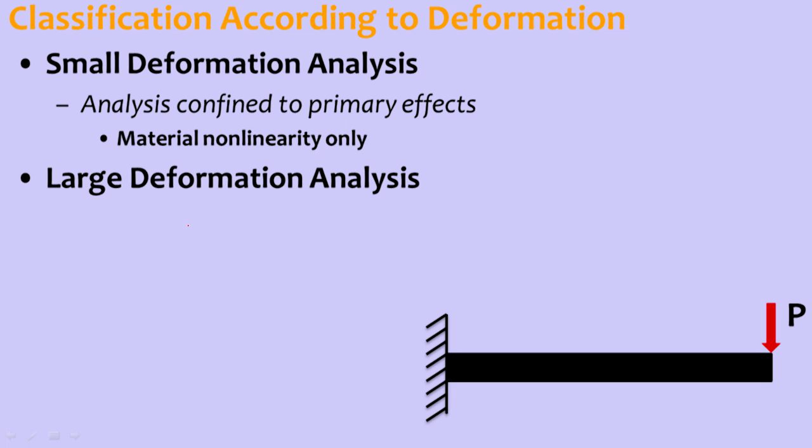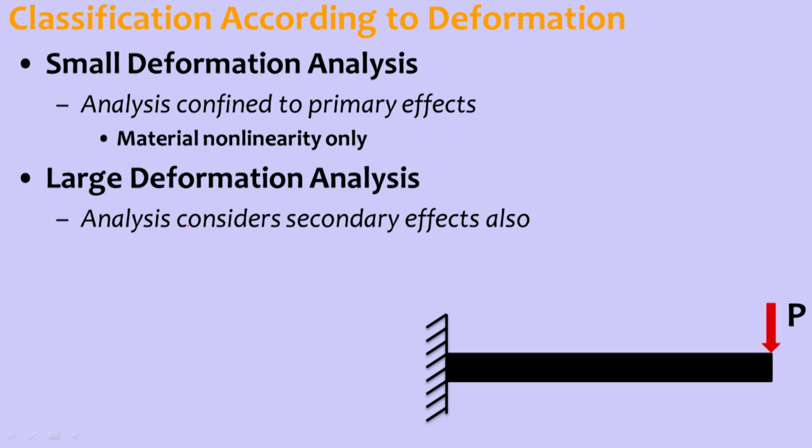And then in large deformation, the analysis considers secondary effects also. Secondary effects include P delta effects and buckling effects, and those are considered. So here geometric nonlinearity is also included in this analysis. It will be slightly complicated, a time-involving process, in large deformation analysis. The small deformation analysis consists of linear, nonlinear, static, and dynamic analysis, and in large deformations usually nonlinear static and dynamic analysis will be there. Total 6 types of analysis are there.